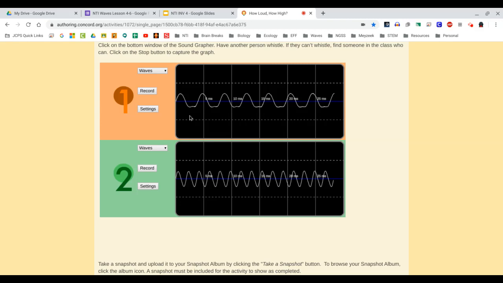But check this out. In 5 seconds, I was only able to complete 1.5 waves. But in 5 seconds down here, I have 3 complete waves. So what property do you think changed? You can go ahead and stop your video and go answer questions 10, 11, and 12.